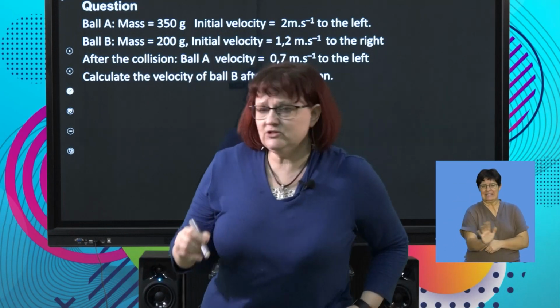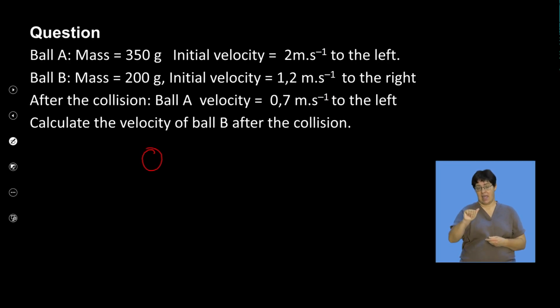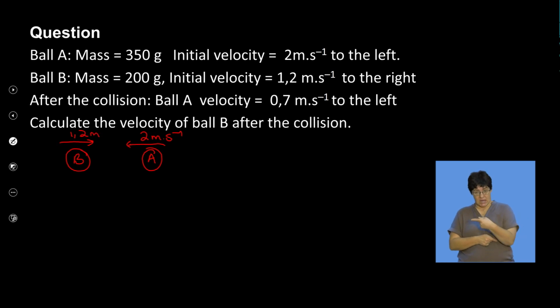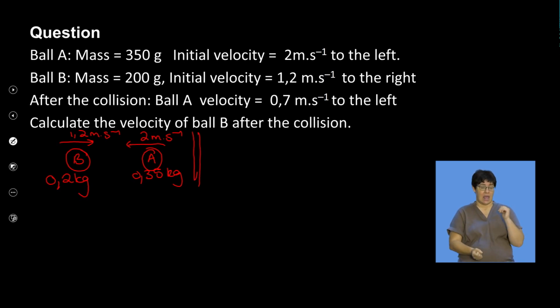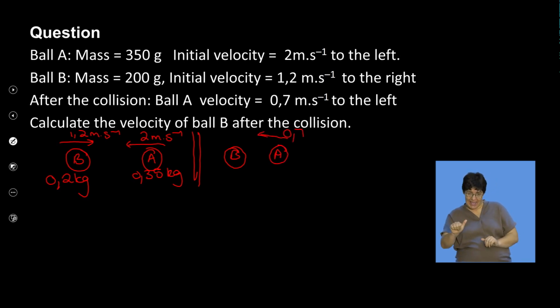sketch. So they said to us that I had ball A, here's ball A, going at 2 meters per second to the left. Then it meets ball B, which is going at 1.2 meters per second to the right. I know that this is 0.35 kilograms, and I know that this is 0.2 kilograms. Then the collision happens. You see, it's very exciting, it's two lines. Afterwards, we don't know what happens to B, okay? So I'm going to leave it, that's what I'm looking for. They tell me though that ball A continues in the same direction.